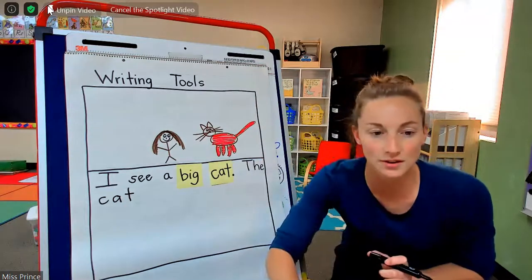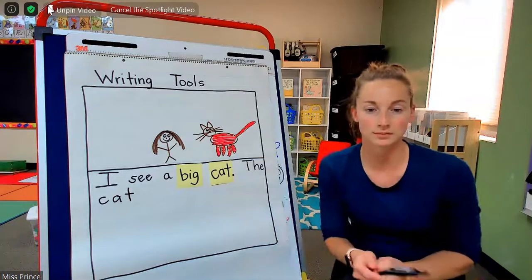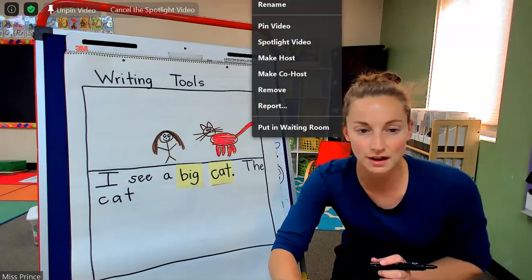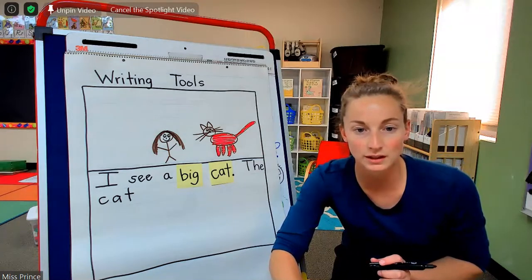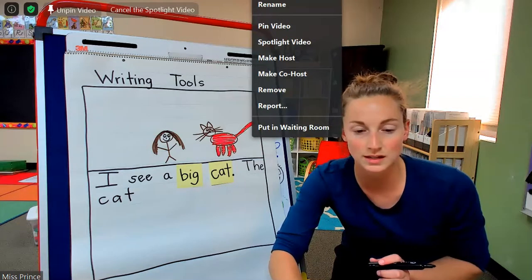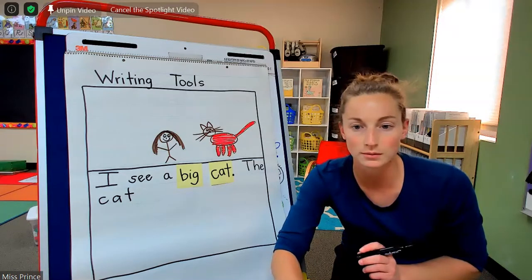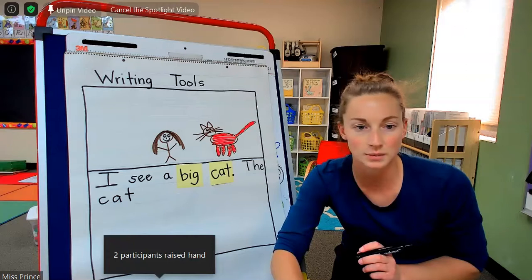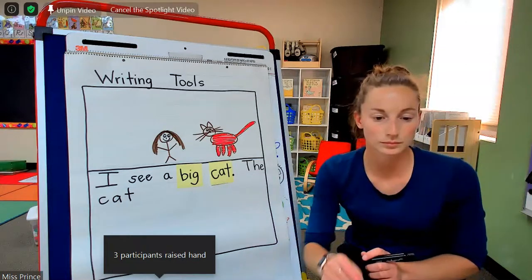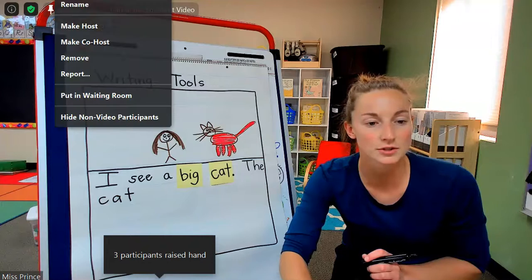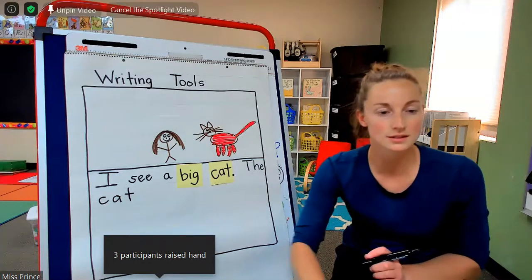Who can write is on their whiteboard and show me? I should have all videos off right now. And then when you're ready to show me, you can use the raise hand button. So model the word is on your whiteboard. And then use the raise hand button. Okay, Kieran, can I have you turn your video on, please, and show us?